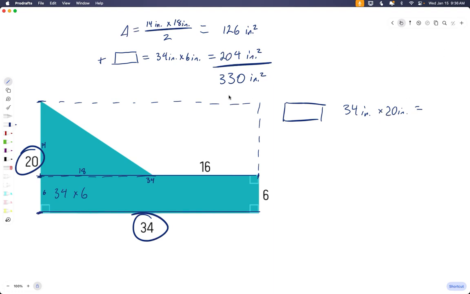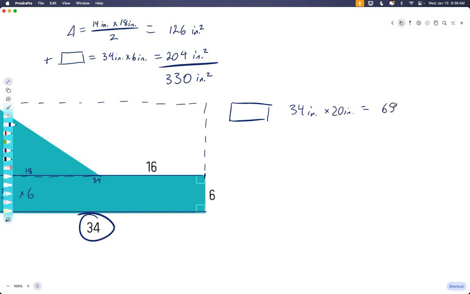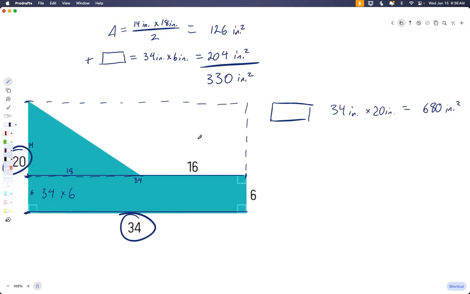That would be equal to 680 inches, right? So 680 inches squared, because 34 times 2 is 68, times 10 is 680. So that is the whole thing. Well, now though, you have a trapezoid right here. And you would have to figure out, okay, I've got 6 here, so that makes this 14. And then the base is 34 on one side and 16 on the other side.